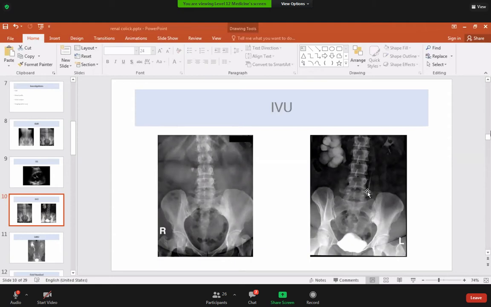Can anyone tell what is X-ray on the right side and X-ray on the left side? In the left picture, there's a problem with the bladder. Something in the bladder. There is something in the bladder. And anything else you can see? That's all I know. Okay.